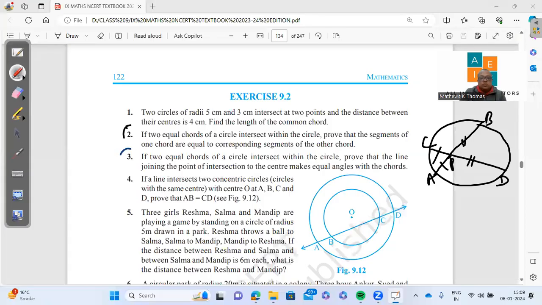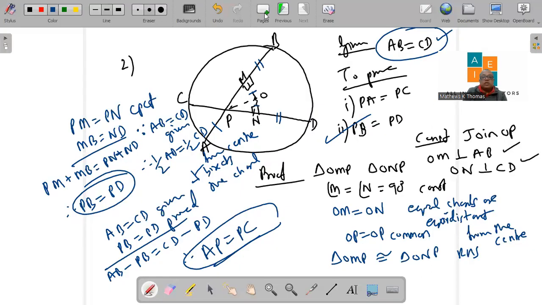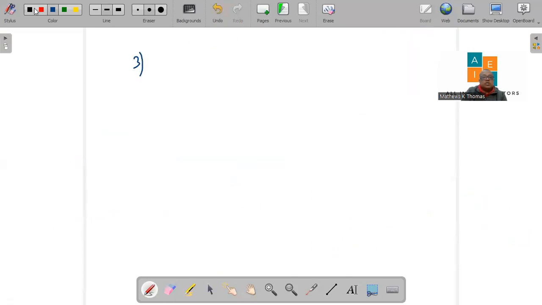Now we go to question number 3. If two equal chords intersect within a circle, prove that the line joining the point of intersection to the center makes equal angles. This is a comparatively easier question. AB and CD are equal chords. We have to prove that the line drawn from the intersection point P to the center O makes equal angles with the chord. I have to prove that angle 1 and 2 are equal. So let's do this question number 3.